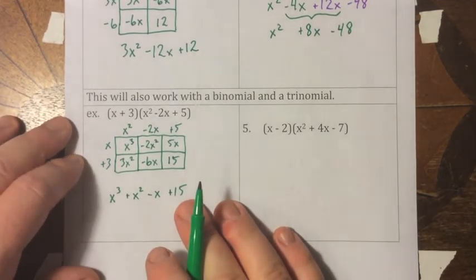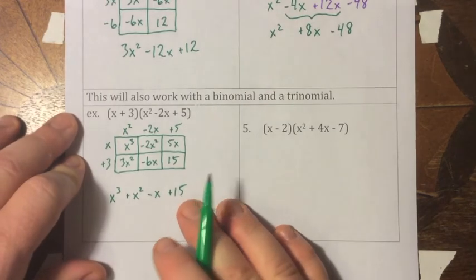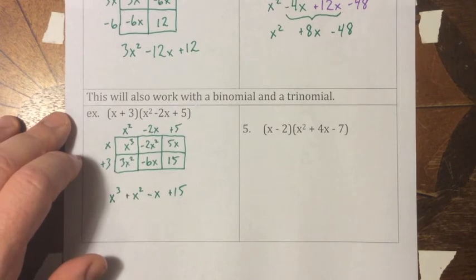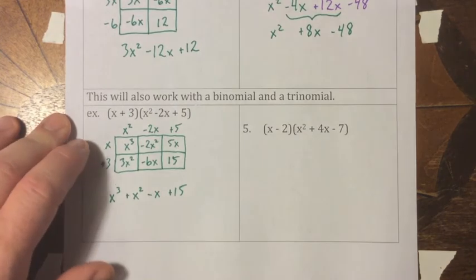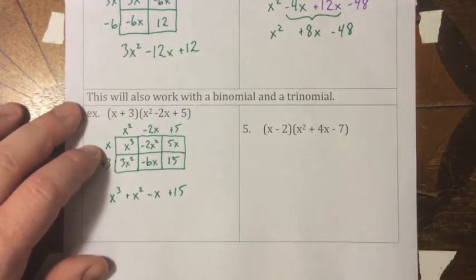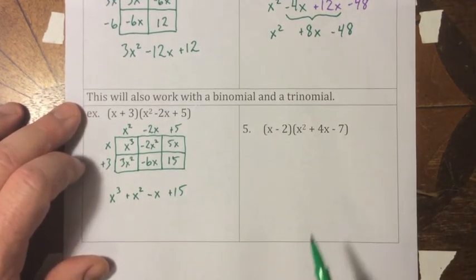Now would also be a good time for you to pause this video. I would like for you to try number 5 on your own. Okay, we're back. I'm assuming that you have paused the video. You have tried number 5 on your own, and now I'm going to go ahead and do this.